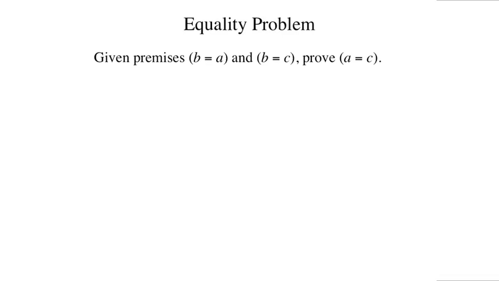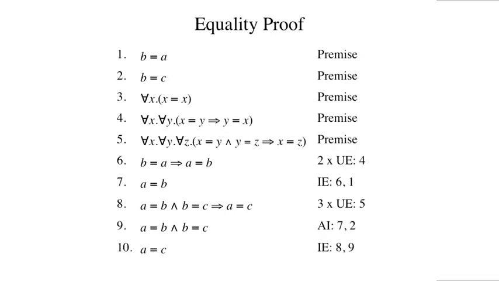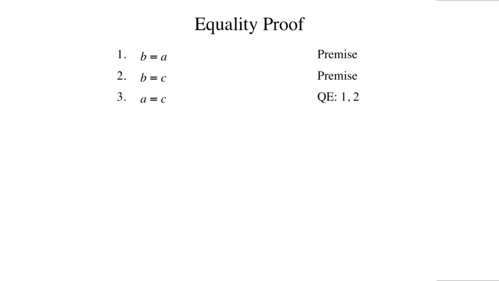To see how these features help in proofs with equality, let's once again consider one of the problems we saw earlier in the lesson, namely proving a equals c from b equals a and b equals c. Here's the old proof with the two premises and 3 equality axioms and 5 steps of proof. And here's the proof in our modified Fitch system. We have our 2 premises and just 1 step of deduction. That's all that is needed.